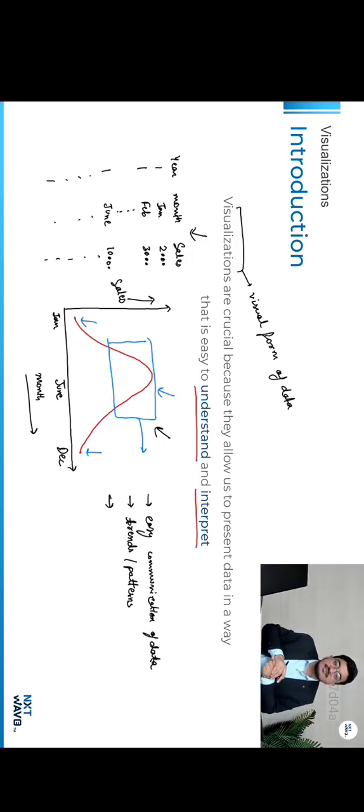Another great advantage that visualizations give us is outlier detection. Here, an outlier represents an abnormal value which does not follow the general trend of our data distribution. So visualizations also help us to understand these outlier values and to detect them.